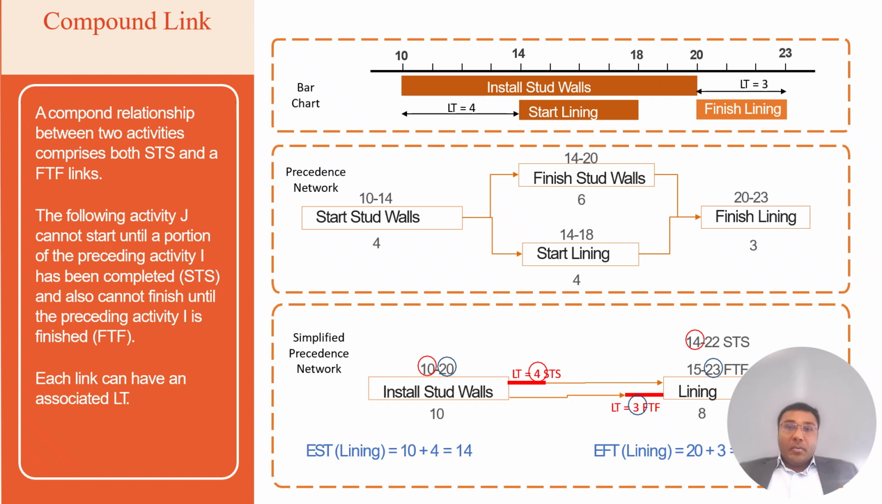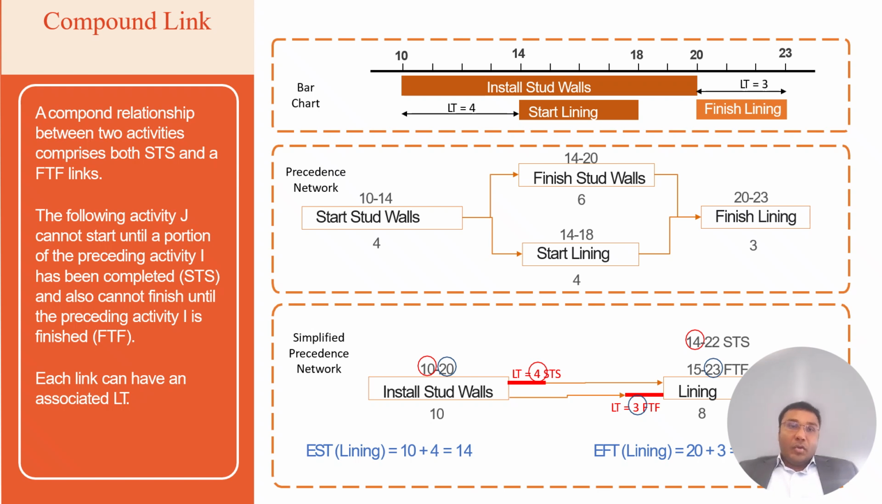Out of all the four types, there's one more concept called compound link. Sometimes activities have both start to start and finish to finish constraints, which is what we call compound links. In project scheduling, a compound link, sometimes called a compound dependency or double constraint, is when two activities are connected by more than one logical relationship at the same time.